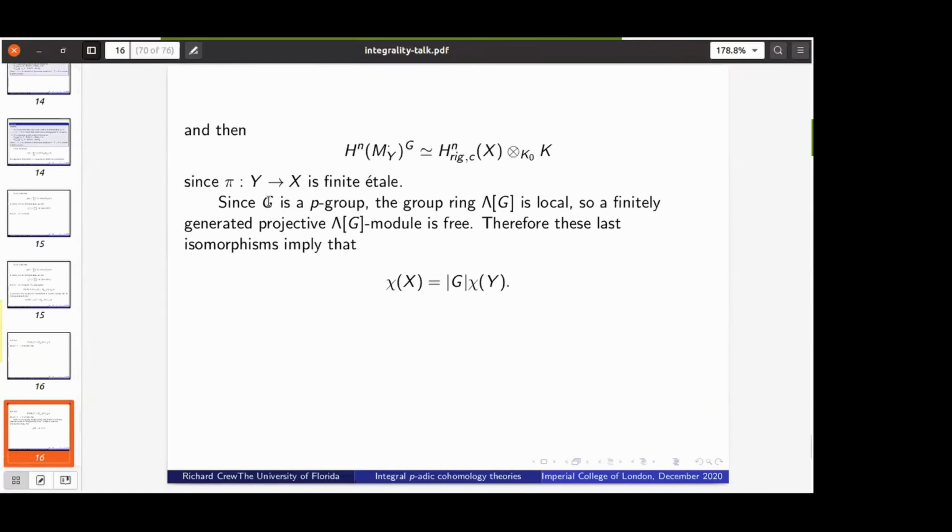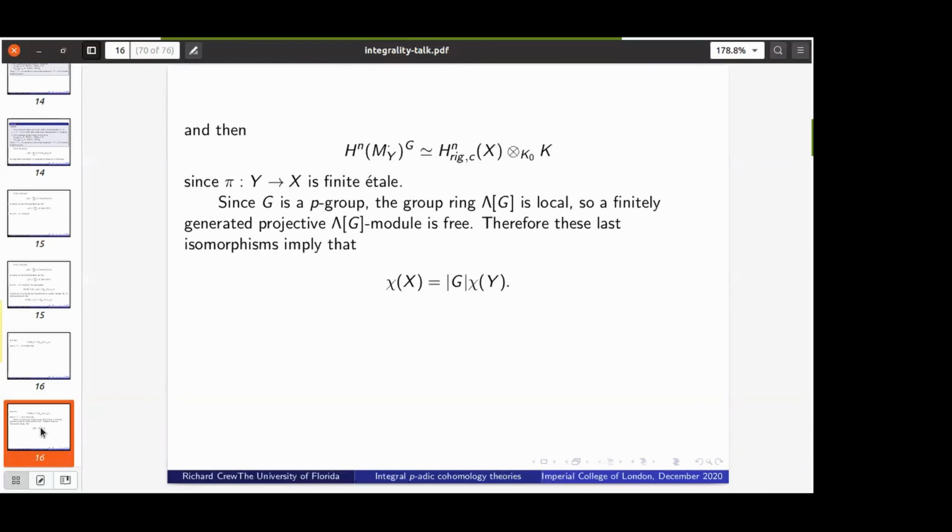And now here's the key trick. G is a p-group. So the group ring lambda of G is a local ring. So a finitely generated projective lambda G module is actually free. So in other words, this complex M_Y that's computing the cohomology of Y is a bounded complex of free lambda G modules. And what this tells us then is that the Euler characteristic of X is the order of G times the Euler characteristic of Y.